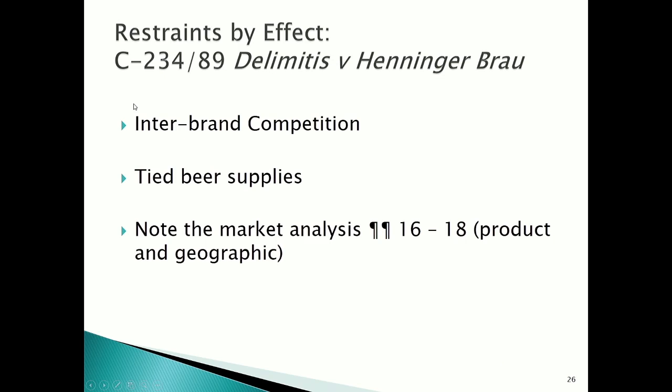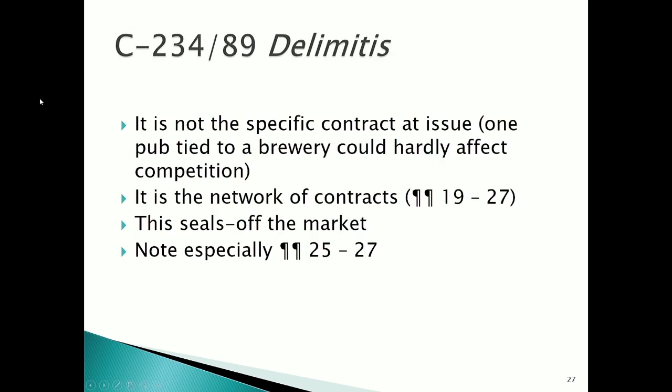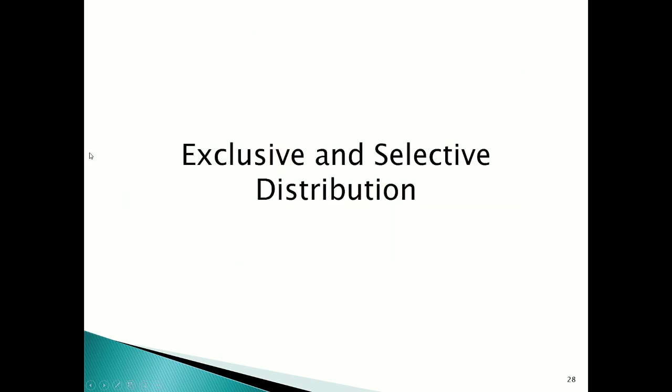Other restraints by effect: Delimitis versus Henninger Bräu. Remember that one? Does anybody remember Delimitis? Pardon? The wide use of the contract, right. It was the pub. Okay, it tied beer supplies, and because of the tying, these contracts and their wide use had an effect of preventing entry. Okay, it's the network of contracts which sealed off the market.